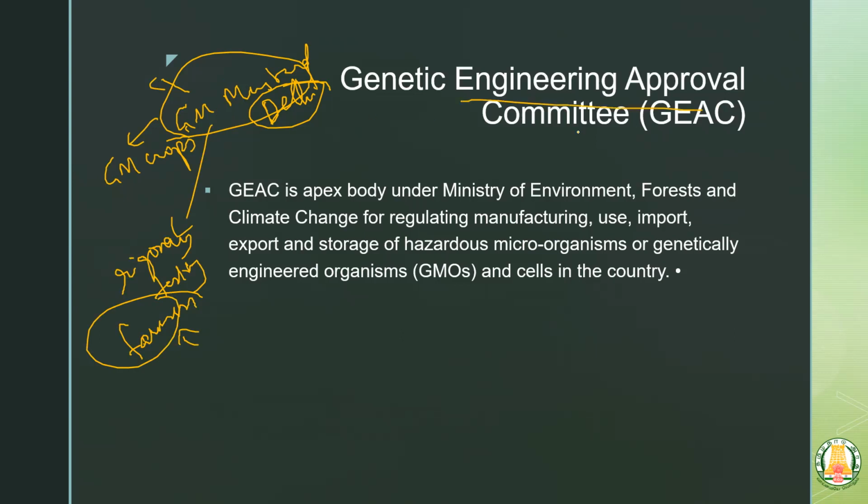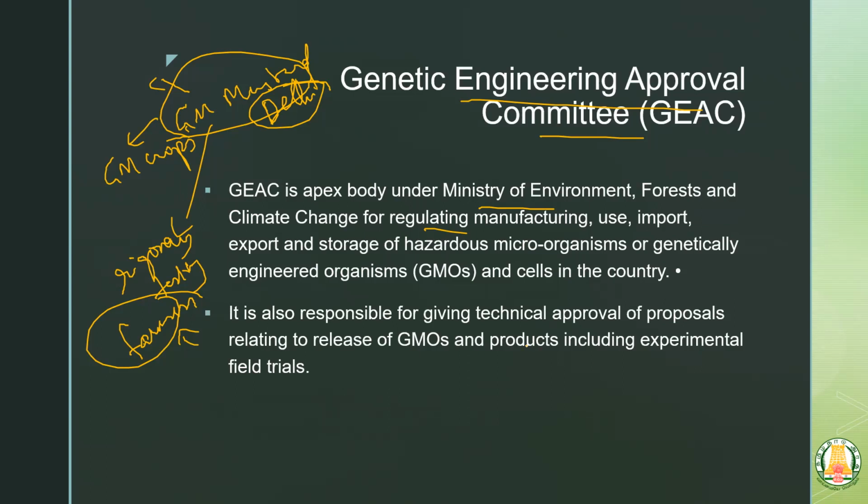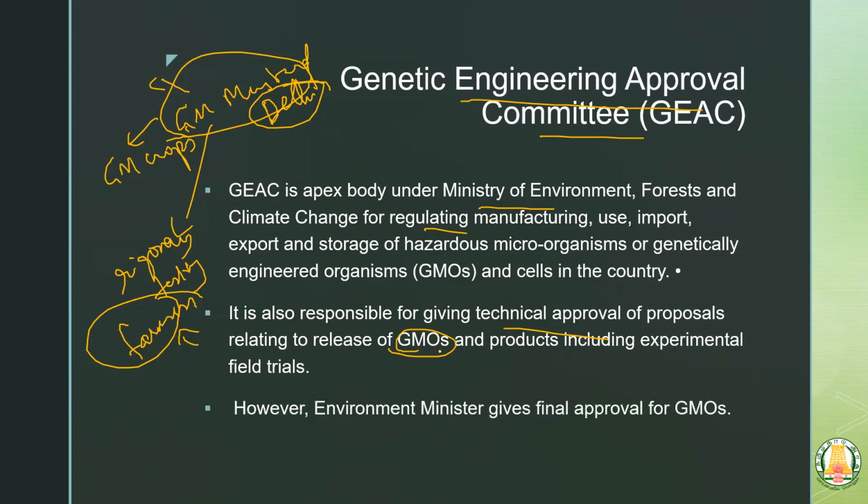The Genetic Engineering Appraisal Committee comes under the Ministry of Environment, Forest and Climate Change. It regulates the manufacturing, use, import, export and storage of GMOs and hazardous microorganisms. It is also responsible for giving technical approval for any genetically modified organisms, but the environment minister gives the final approval. In the case of GM mustard, technical approval was given by GEAC, but the minister did not approve it because there was a lot of protest by the public.